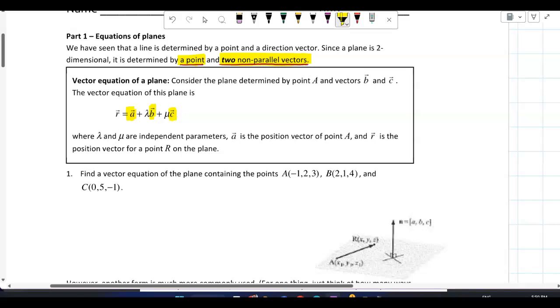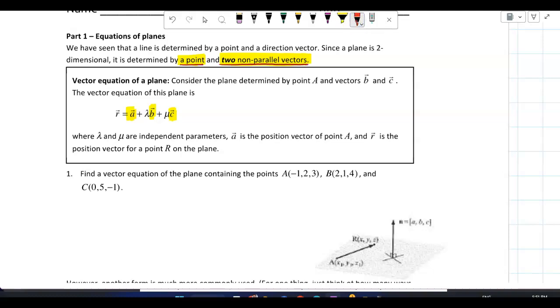Does that mean two skewed vectors, or what does two non-parallel vectors mean? When they're not parallel to each other, they intersect somewhere. They're not skewed, because you can't draw a plane passing through two skewed lines. If you have two lines like this, they intersect somewhere, because your plane has to pass through both those direction vectors.